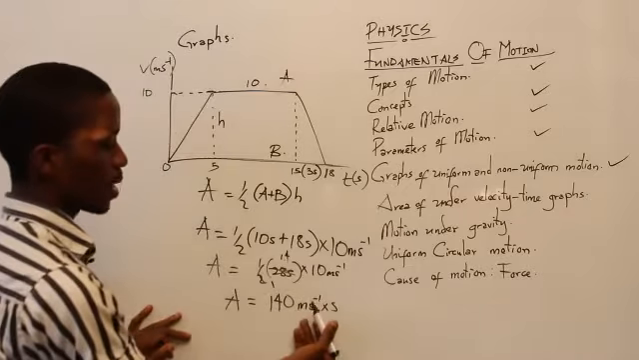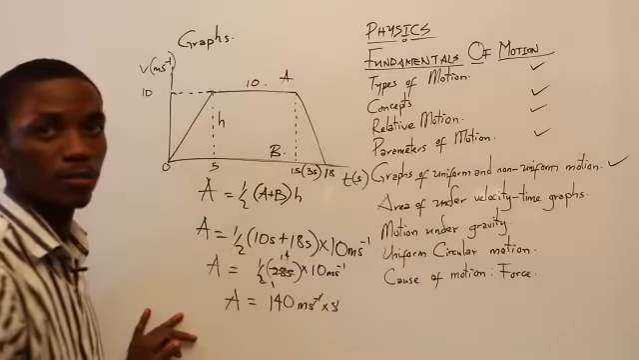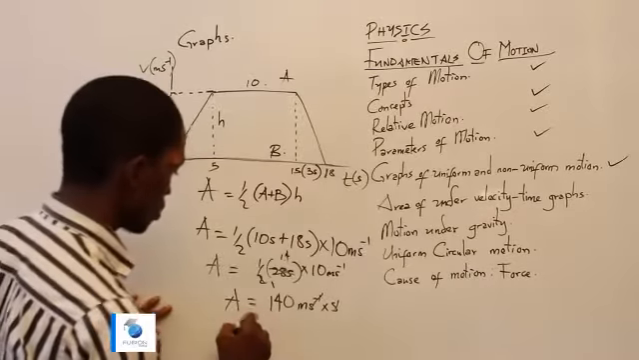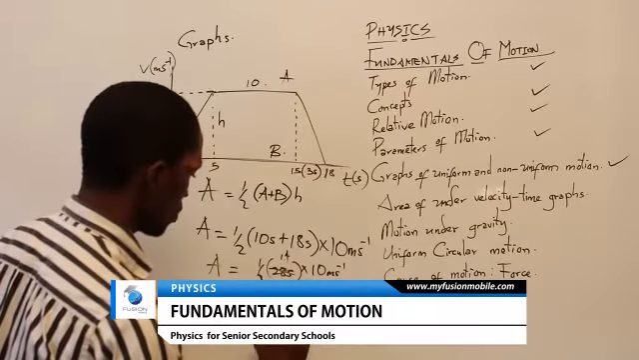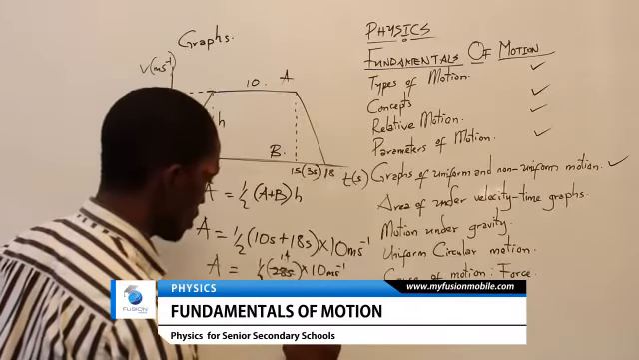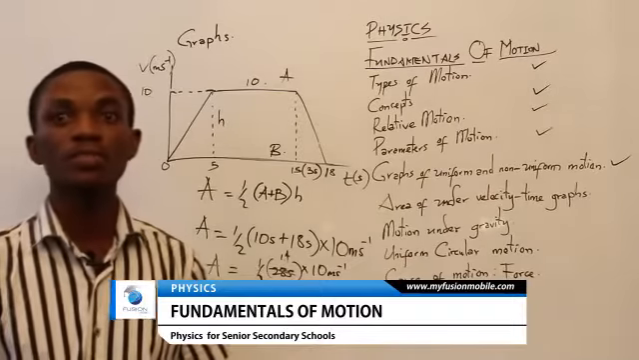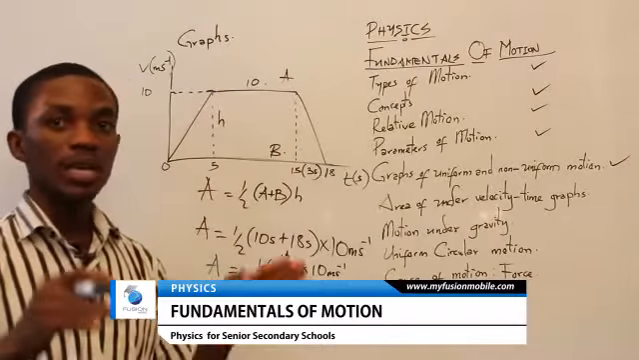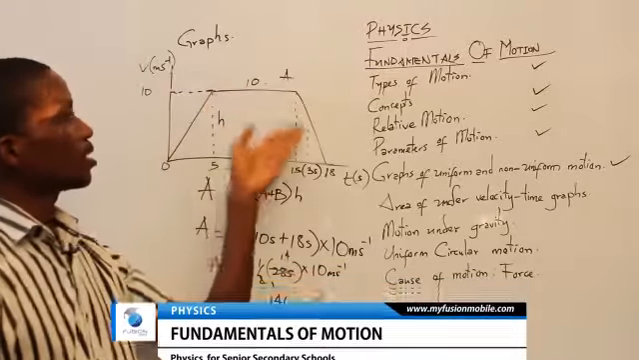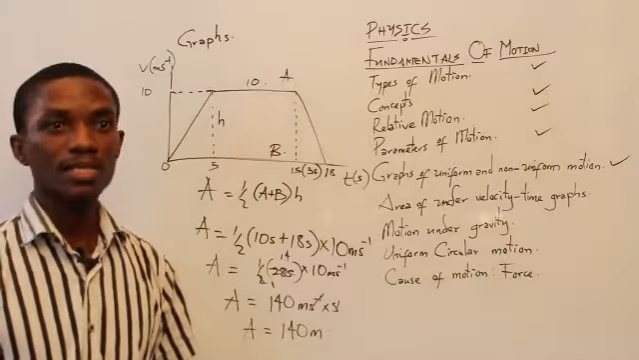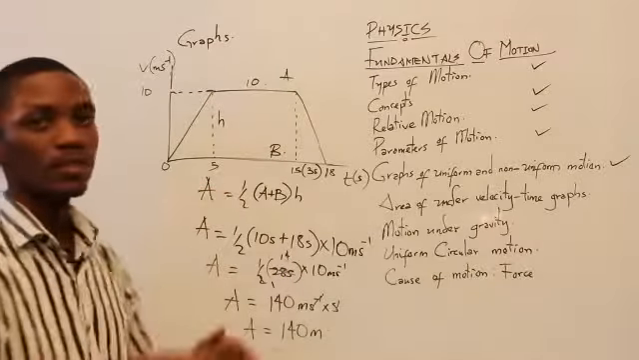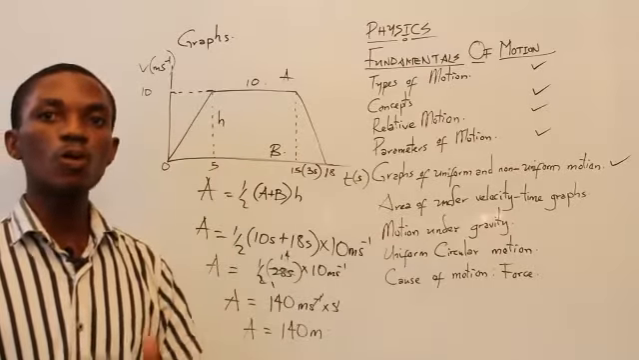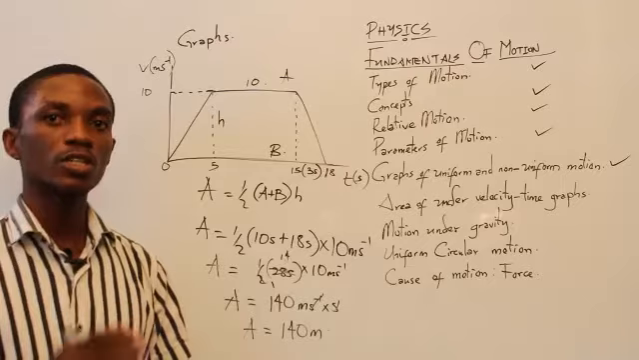Now, meters per second multiplied by seconds, the seconds will cancel out because this one is divided by second while this one is multiplied by second. So our area equals 140 meters. And like I said earlier, the area beneath the curve on your velocity time graph always shows the total distance traveled.